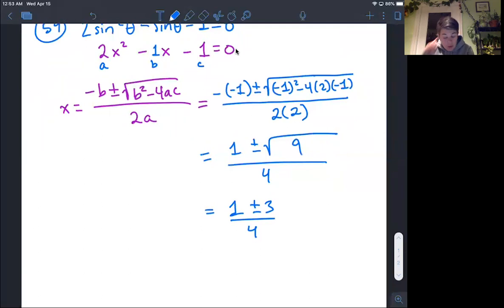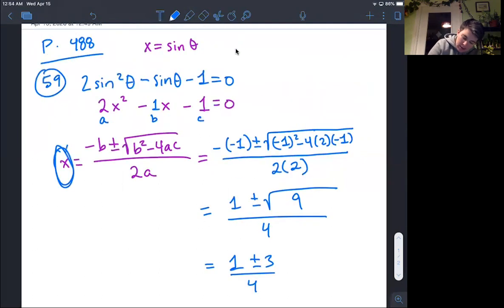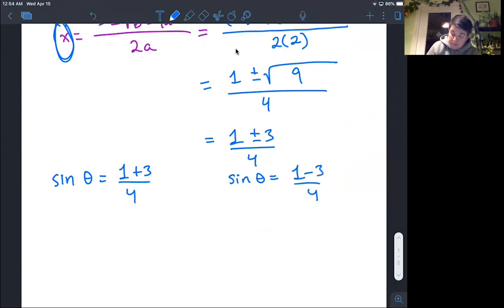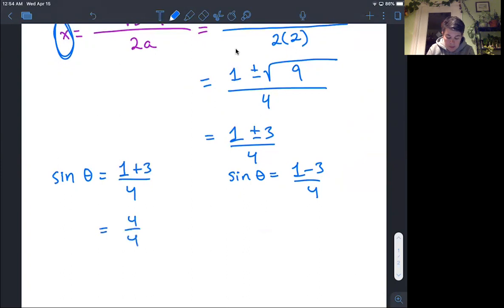So at this point, we can split this into two things. And remember, we said this was x, but x equals sine of theta. So I can say, all right, sine of theta either equals 1 plus 3 over 4, or sine of theta equals 1 minus 3 over 4. So 1 plus 3 over 4 is 4 over 4, so that's just 1. 1 minus 3 is -2 over 4, so that would be -1/2.